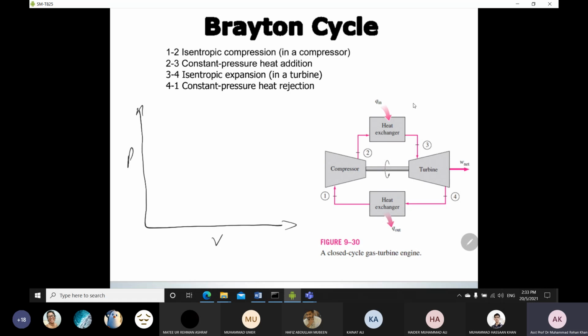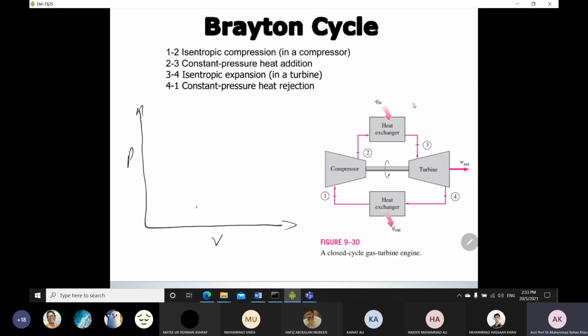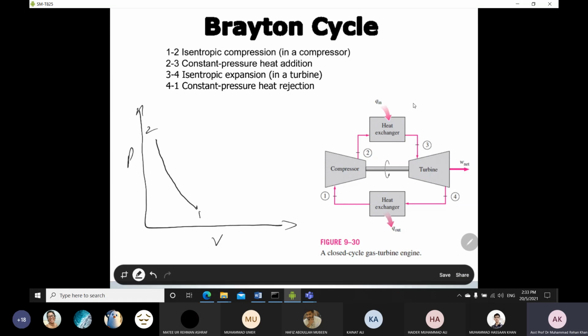Now the PV diagram. Again, from 1 to 2 it is a compression process. It means that whatever the volume at point number 1, point number 2 is at a smaller volume compared to point number 1. For example, point number 1 is here, and this is your point number 2. They shift towards decreasing volume because compression takes place.